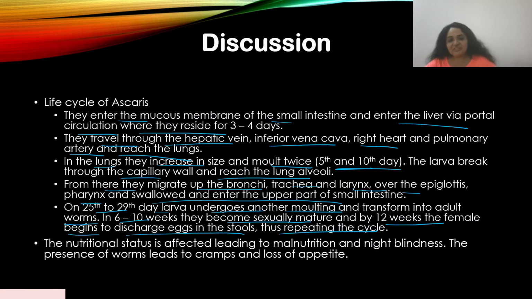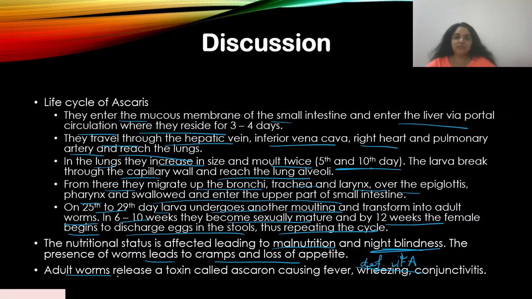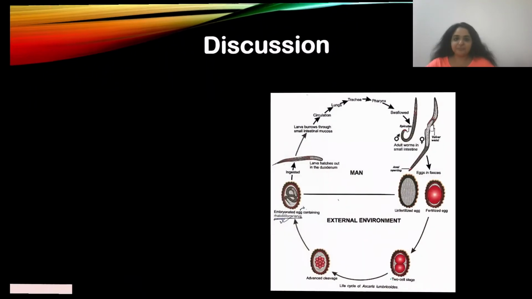The nutritional status is affected, leading to malnutrition, that's malnourishment, and night blindness also. Night blindness is due to deficiency of vitamin A. The presence of worms leads to cramps and loss of appetite. Now, the adult worm releases a toxin called ascaris, which causes fever, wheezing, and conjunctivitis.